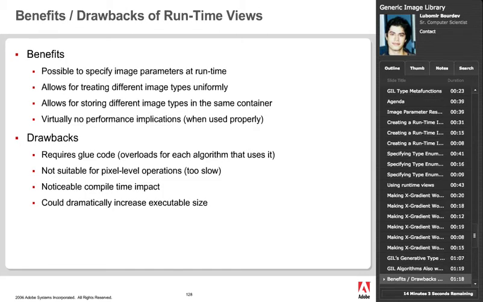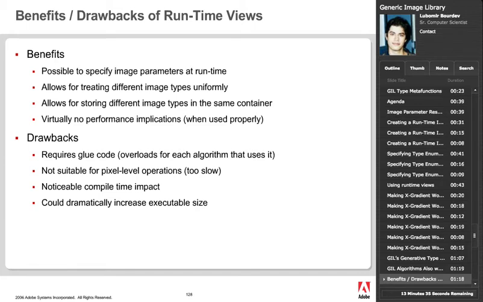There are clear benefits and drawbacks of using runtime images. It is certainly very powerful to specify any aspect of the image at runtime to treat different image types in a uniform way or store them in the same container, for example. When used properly, they have no practical performance implications. On the other hand, using dynamic constructs requires writing some glue code, as we saw.